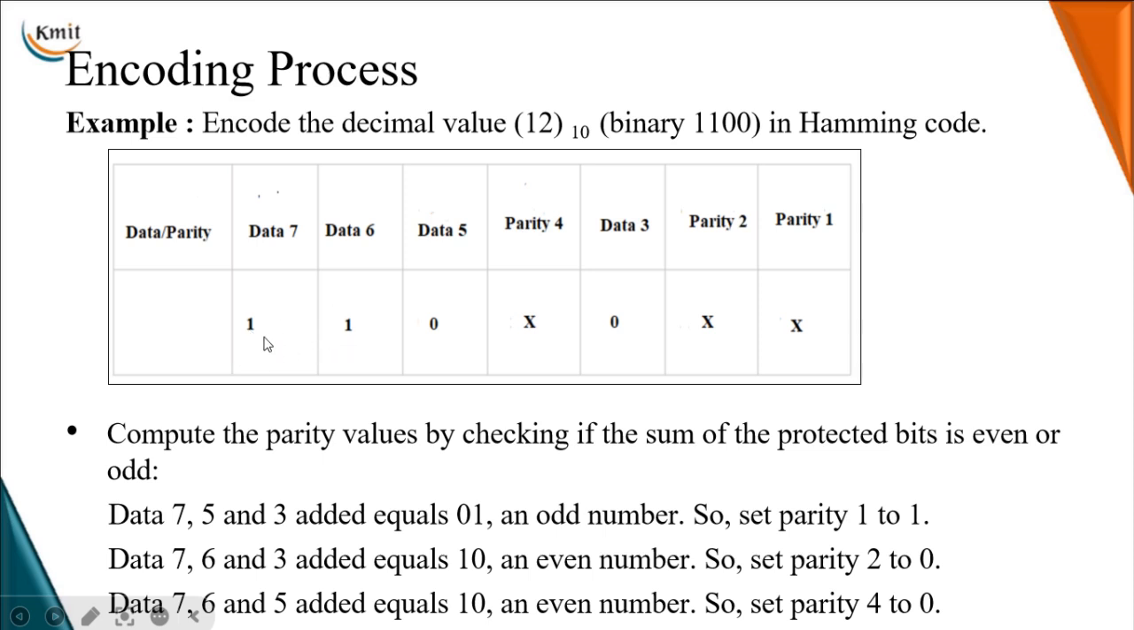The number of ones received: data 7 is 1, data 6 is 1, and data 3 is 0. So hence the number of ones received is even, so hence parity 2 is 0.